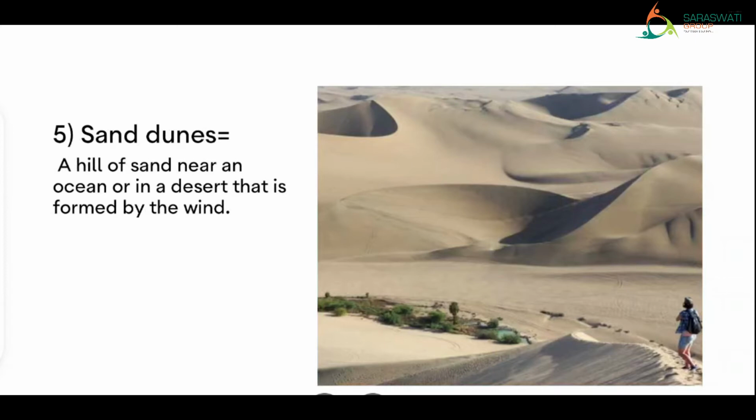And once again when the wind starts blowing, this sand will shift to other place. So this type of hills are called sand dunes. They do not have any fixed shape. Clear?